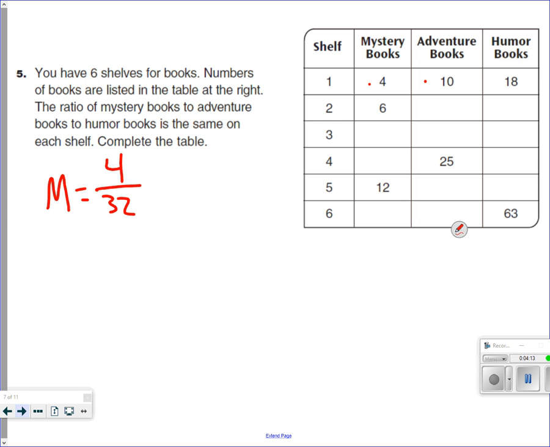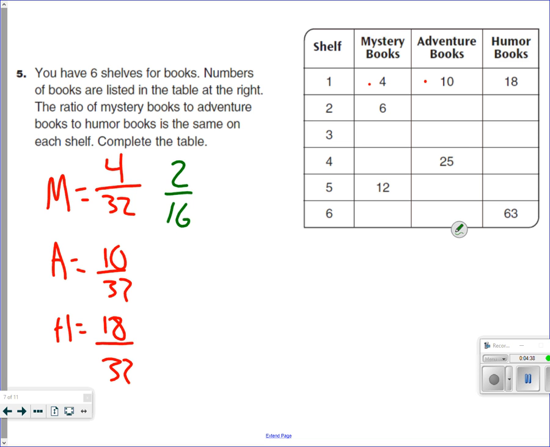Did I do that right? Then the next one I have adventure books. For every 10, I have 32. Humor books, for every 18, I have 32. Now I want these to be a little easier so I can see what the ratio is. I'm going to divide these by 2, so for mystery it's 2 to every 16, this one is 5 to every 16, and this one is 9 to every 16. All I did was divide this down by 2.